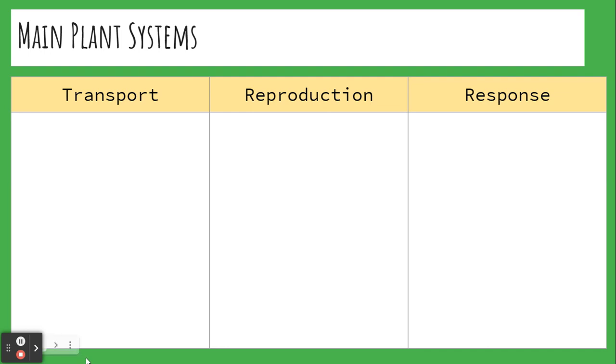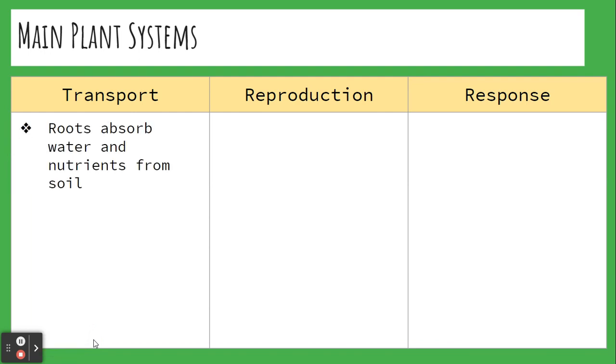When we talk about transport, be sure that you know that roots absorb water and nutrients from the soil. Of course, when I say soil, that could mean a variety of things. It could be sand, it could be loamy soil, it could be pebbles. The main point is that the roots will do the absorption and they will send that material through something we call the xylem. The xylem will move that water back and forth throughout the plant.